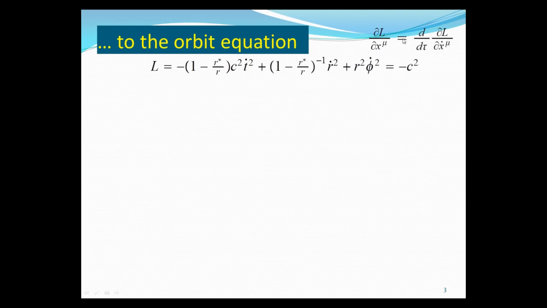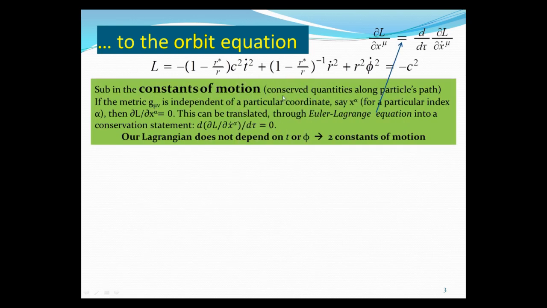And of course, this Euler-Lagrange equation. If we substitute the constants of motion, meaning those constants which are conserved quantities along the particle path, to rewrite this equation, just substitute the various ones. Now, what is a constant of motion? If the metric or the field g_μν is independent of a particular coordinate, let's say x^α, for a particular alpha, not the collection x1, x2, x3, rather a particular x component, then ∂L/∂x^α is equal to 0 because L is independent of that. And so the left hand side equals 0.